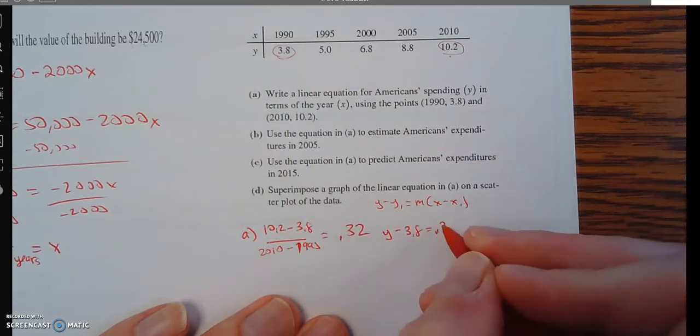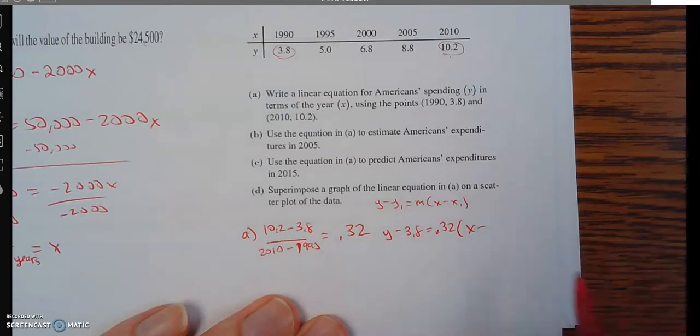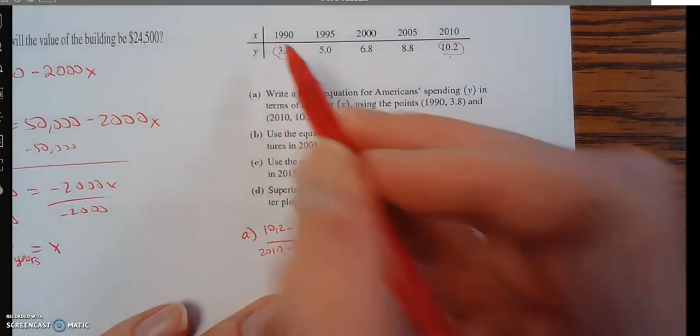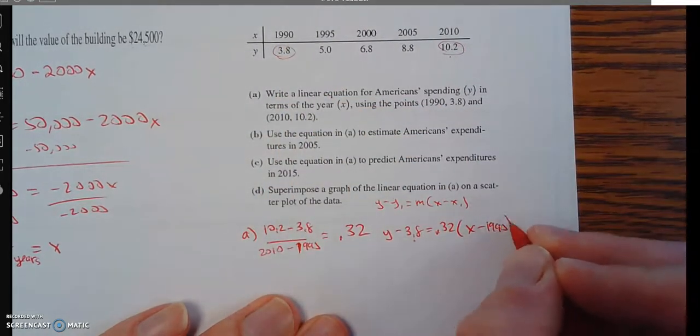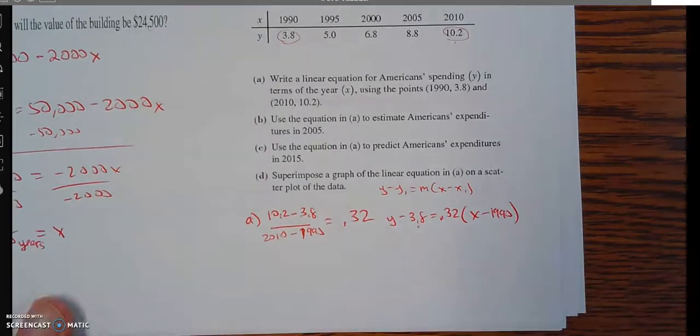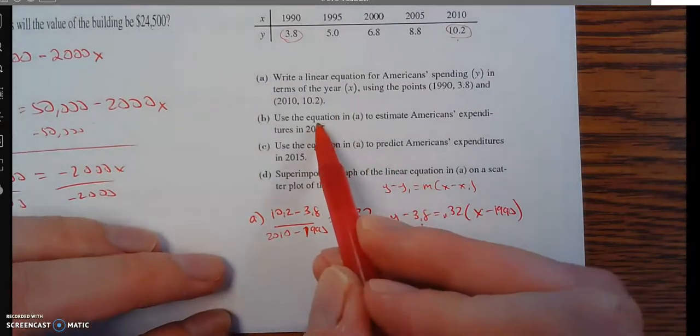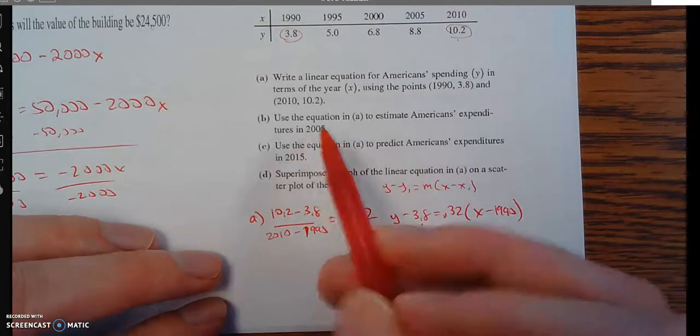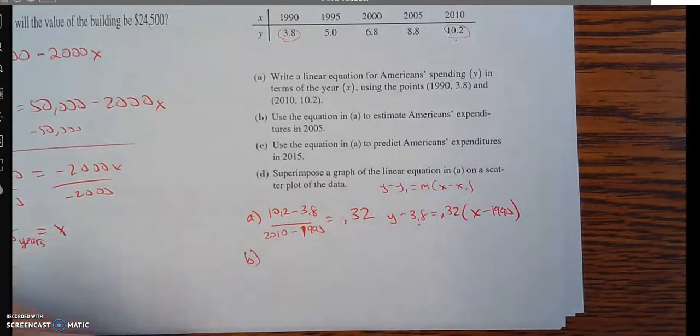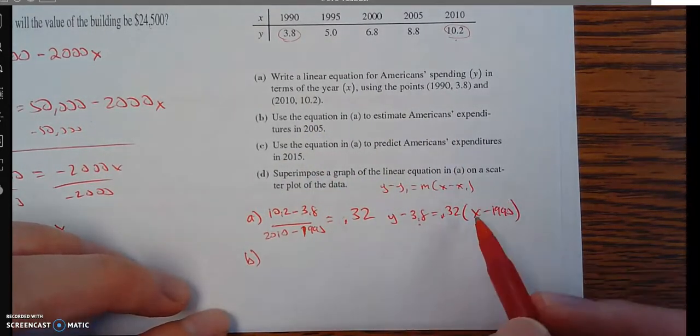Equals the slope, 0.32, times x minus, and now it has to be the x value that goes with that, so 1990. Okay. And part B, use this equation to estimate their expenditures in 2005. So I'm going to plug that in for the x value.